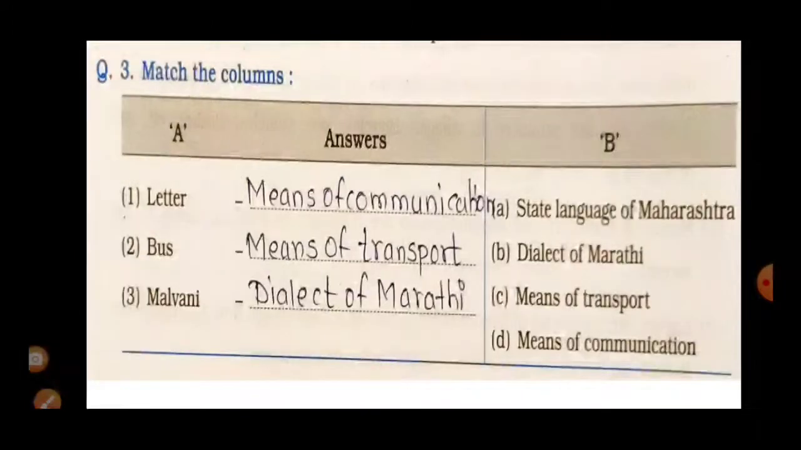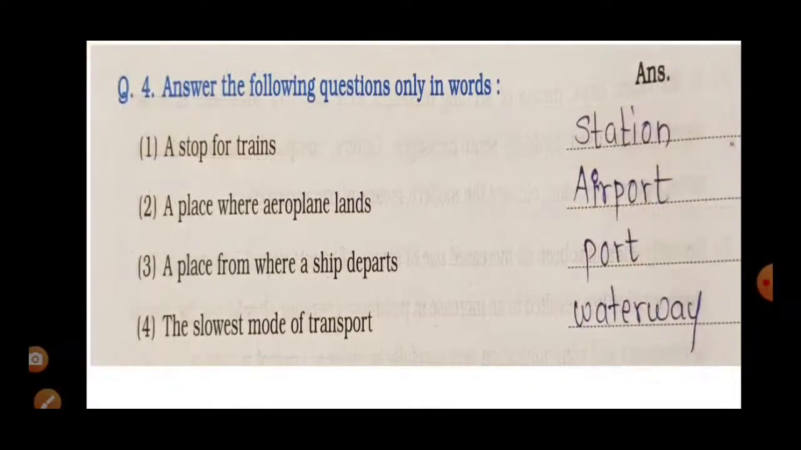Question number 3. Match the column. First one, letter. Answer is means of communication. Number 2, bus, means of transport. And number 3, Malwani. Answer is dialect of Marathi.